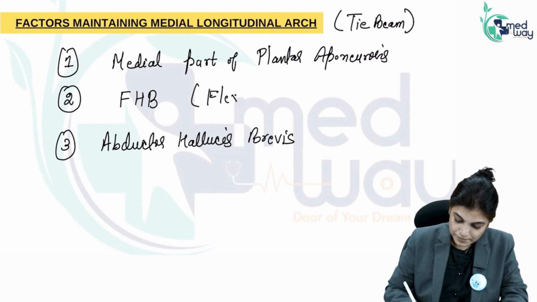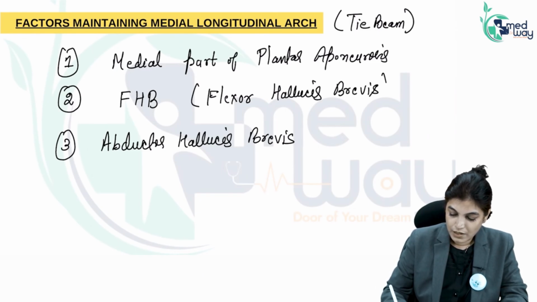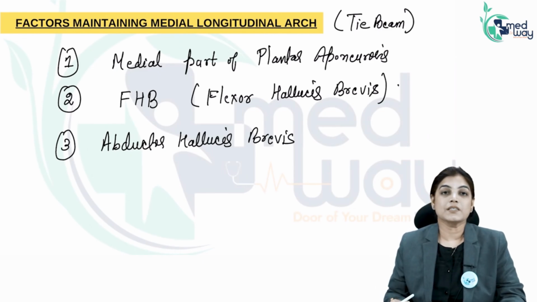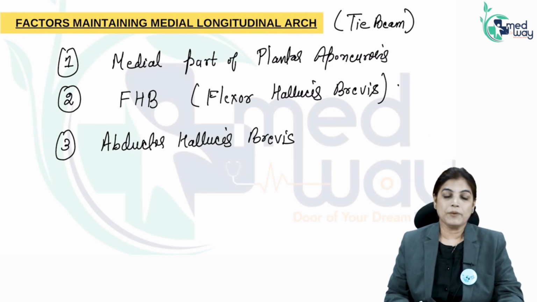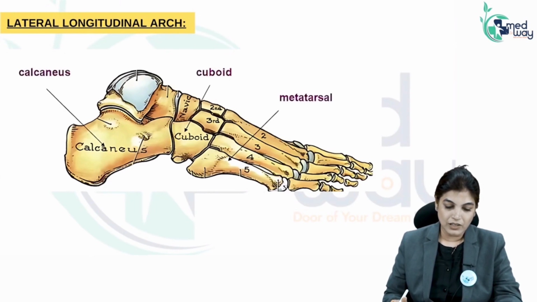This is flexor hallucis brevis muscle. So these are the support for the medial longitudinal arch, which is supporting it as a tie beam. So done with this. Now the next important thing is the lateral longitudinal arch.